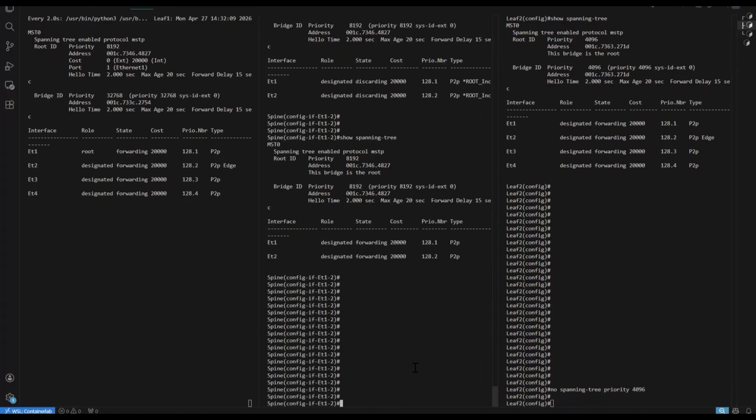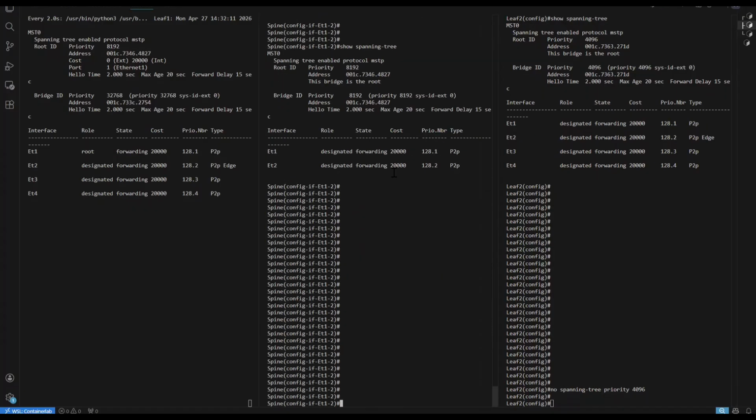So now we can see spine. Now it's forwarding. Now it has transitioned from root inconsistent to forwarding state. Okay. So now you would have understood the root guard, why root guard is being used. Okay. So I'm not going to drag much into this.